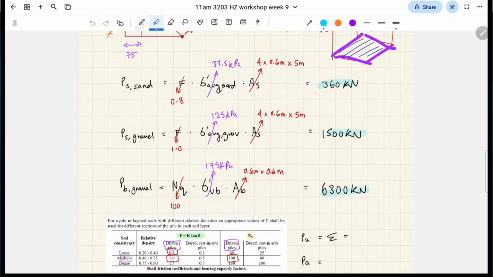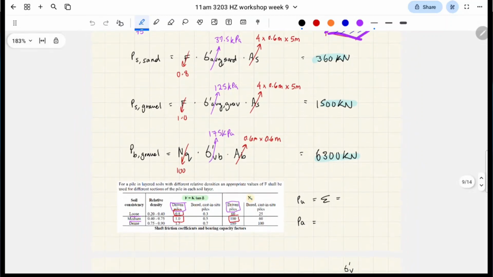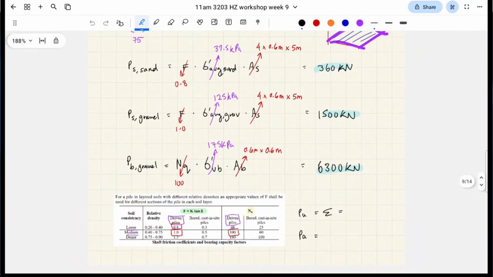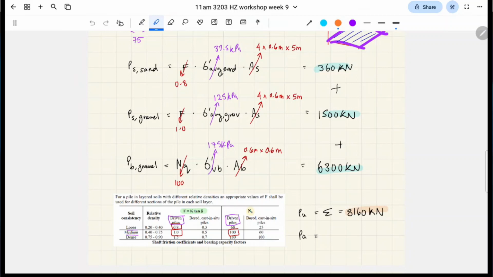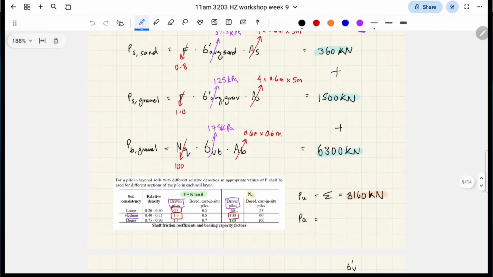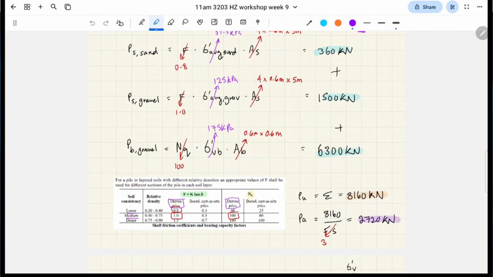The ultimate capacity, which is a force, is basically just the sum of all of these. So we add these together, and we get 8,160 kilonewtons. We're not quite done with the question yet, because we were told to calculate the allowable capacity. The allowable capacity is just dividing PU by the factor of safety. We were told to have a factor of safety of 3. And that's our final answer here. I'll just highlight in purple.